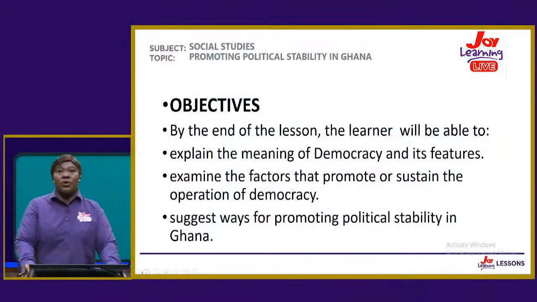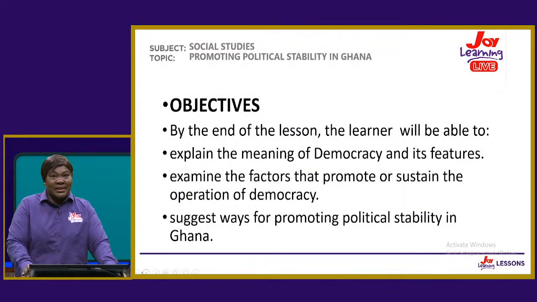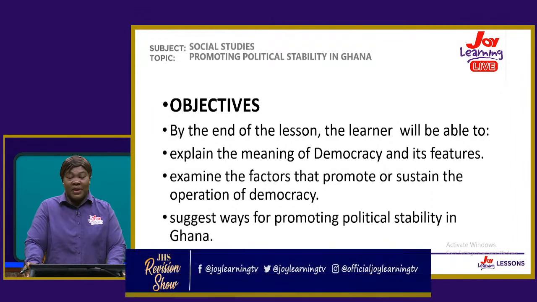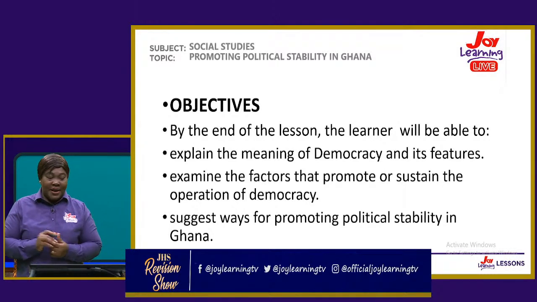So for today, we have to roll through the objectives. Let's see what we have for the objectives today. By the end of the lesson, you, the learner at home, will be able to explain the meaning of democracy and its features, examine the factors that promote or sustain operation of democracy, and suggest ways of promoting political stability in Ghana.